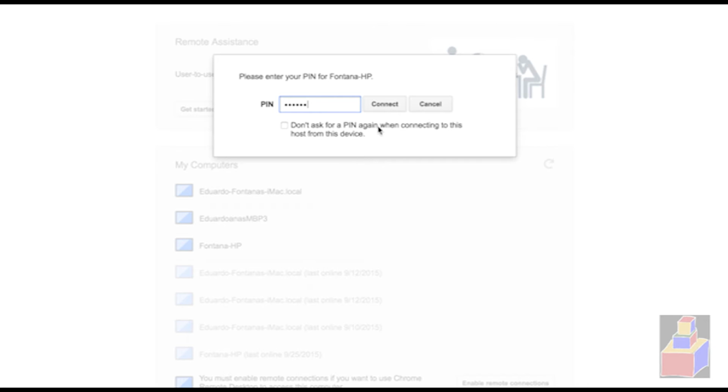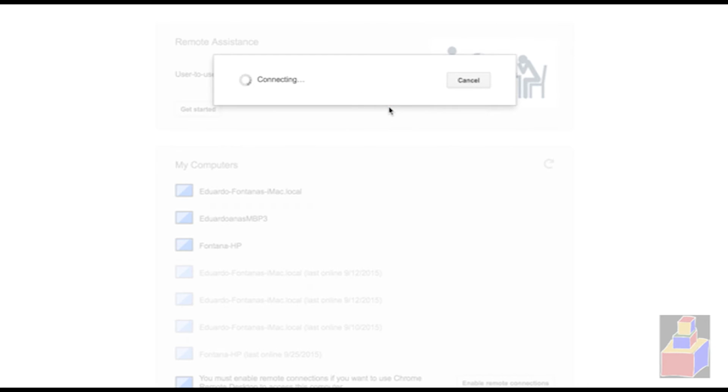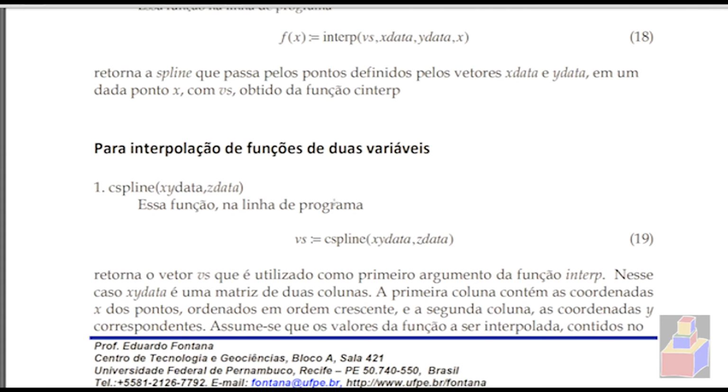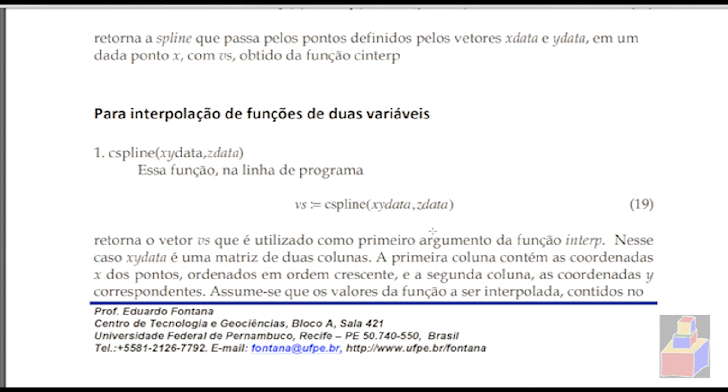To show how to call this function. Okay, just complete before we do that. So this is how you call the function. We have xy data, the xy values in a two-column matrix, and z data are the corresponding z coordinates, let's say, that could be a function of those two variables.